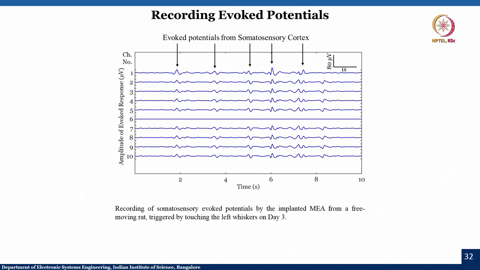We can also record the evoked potentials. So, the amplitude of evoked potentials is 80 microvolts over 1 second, these are the signals. So, this is the recording of somatosensory evoked potentials by the implanted MEA for a free moving RET. When the RET is free moving, then you can find out this somatosensory response from the cortex by touching the left whiskers. When you touch the left whiskers, immediately you will find the change in the signals from the somatosensory cortex, and these are called evoked responses.